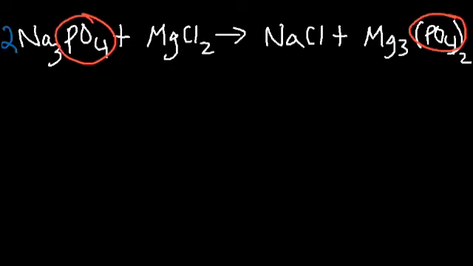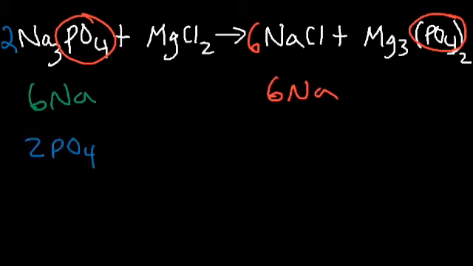Now notice that we have 6 sodium atoms on the left side. 2 times 3 is 6. So we have 6 sodium atoms. Therefore, what number do we need to put in front of NaCl? So we got to put a 6 in front of NaCl. So we have 6 sodium atoms on both sides and 2 phosphate units, or PO4 units, on each side.